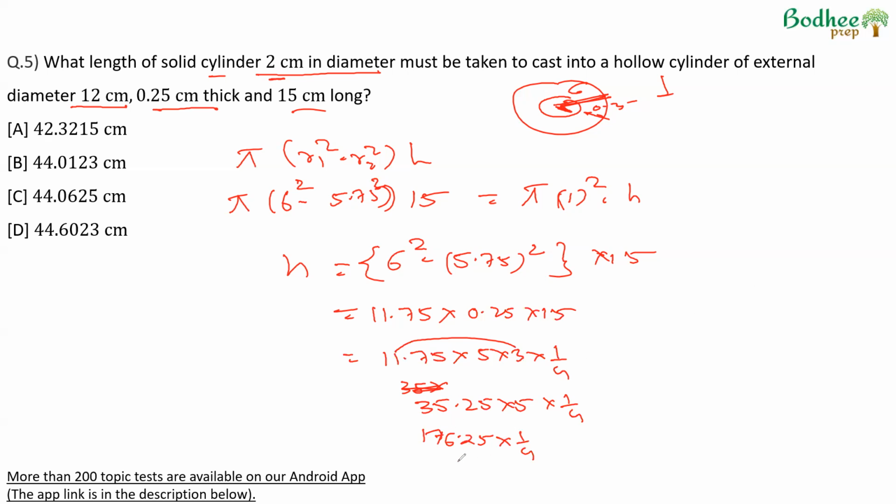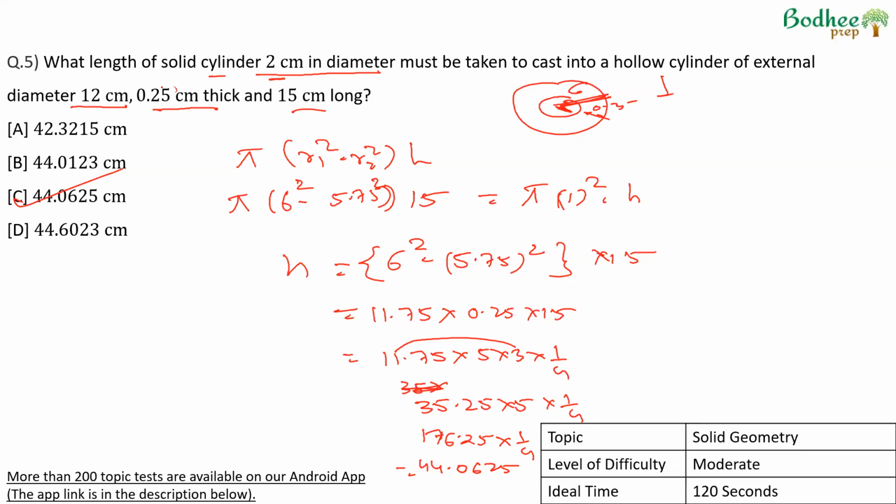This becomes 4 4s are 16, 4 4s are 16, 6 4s are 24, which gives 44.0625 centimeter. Option C becomes the answer. Concept, not very difficult. The calculation might be, and therefore I'm saying moderate, about 2 to 2.5 minutes to solve.